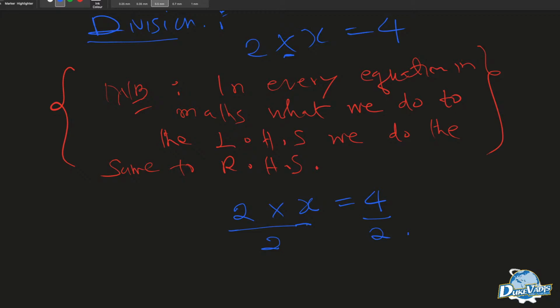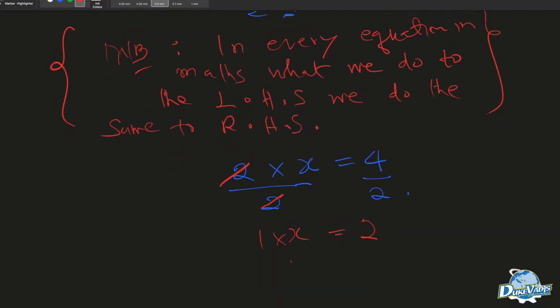By so doing, this will cancel this and we'll be left with 1 multiplying x. And we know 2 goes into 4 2 times. So 1 times x is x, and the answer is equal to 2. So you see that we have made x the subject.